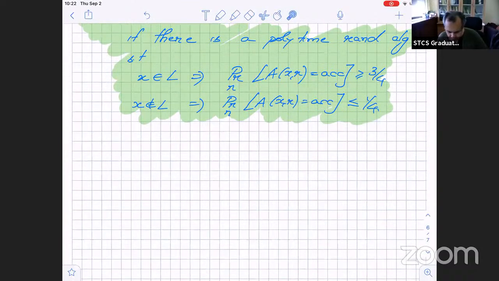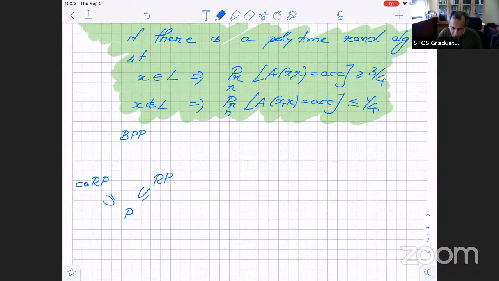We'll come to why it's 3/4 and 1/4. But before that, let's look at how these classes are determined. We had P. Certainly P is contained in RP. P is also contained in co-RP, and then both of them are contained in BPP.